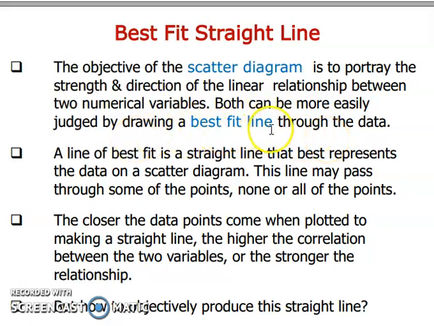So when we draw a best fit line, which is a straight line, it is the best because it represents the data on the scatter diagram. So this line may pass through some of the points or none of the points or all of the points. So if it passes all of the points, meaning the points themselves form a straight line. So the closer the data points to the straight line, the higher the correlation between the two variables or the stronger the relationship. So how to produce this straight line?